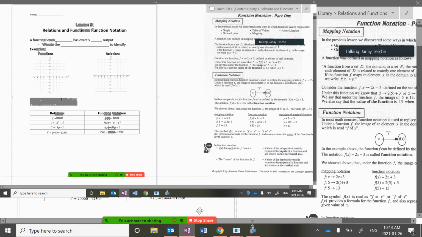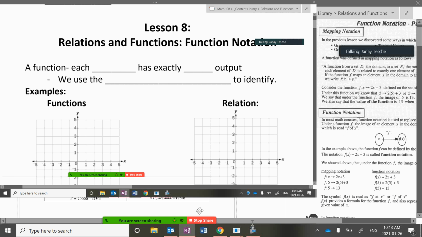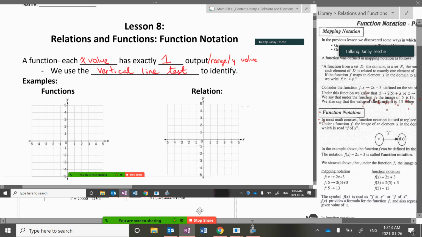A function is where each x value, or our domain, has exactly one output, or range, or y value. We use the vertical line test to identify if something is a function or if it's only a relation.